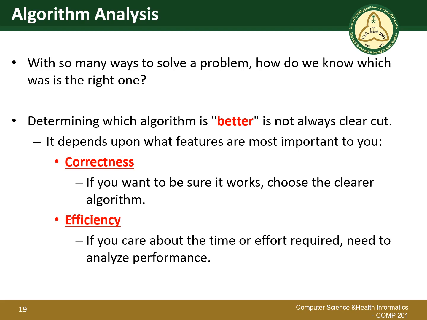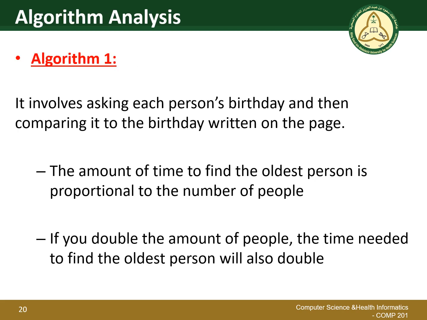For that we need to analyze the performance, calculate the complexity of the time, and calculate the complexity of the space. In our slides we are caring more about the time complexity. To analyze the time for algorithm 1, إحنا شفنا كيف نعمل comparison for each person in algorithm 1. إيش يعني؟ يعني the amount of time to find the oldest person is proportional to the number of people.